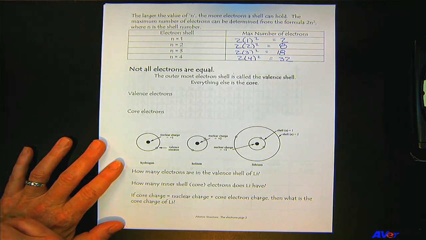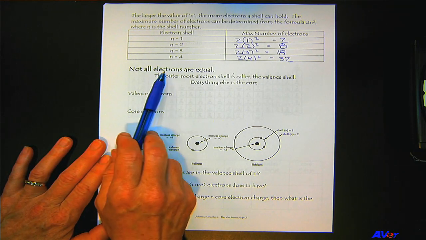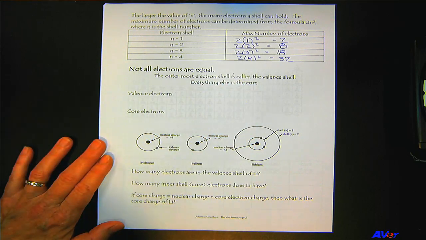We could keep going. Now, the important thing to know about electrons is they are not all equal. The outermost electrons are called the valence electrons.